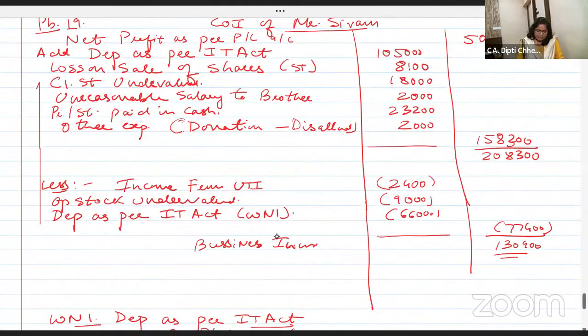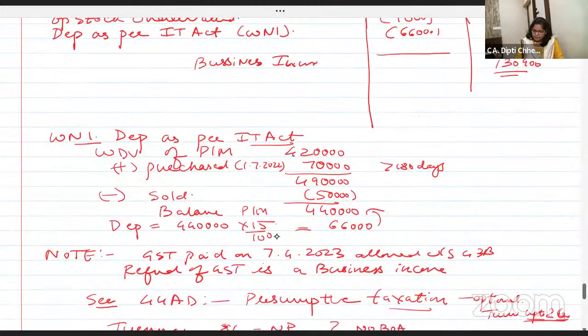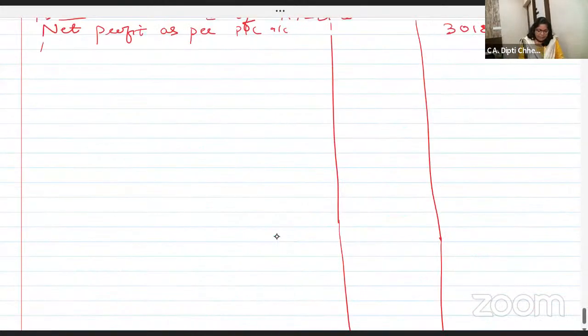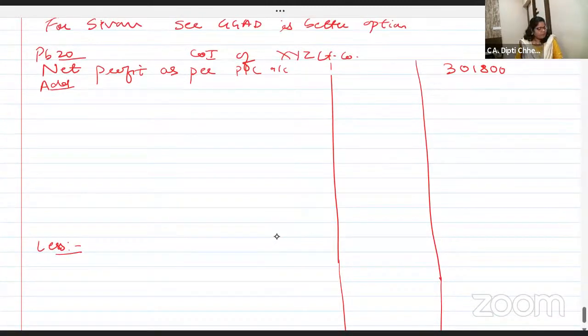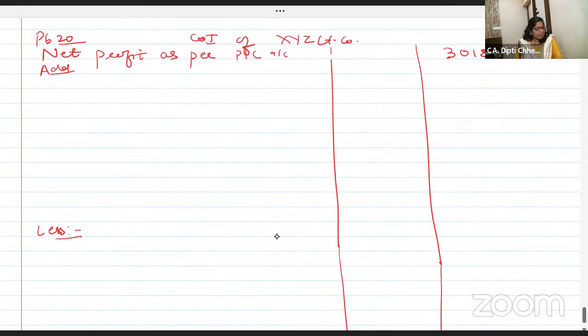Add. And leave around 10 lines and less. Chalo. Start with net profit.